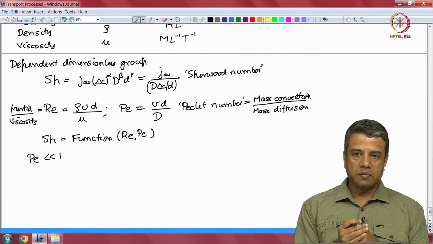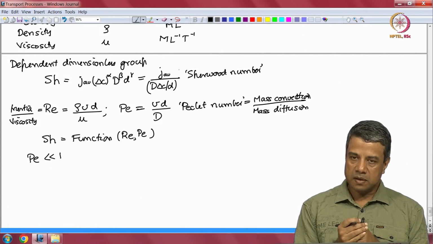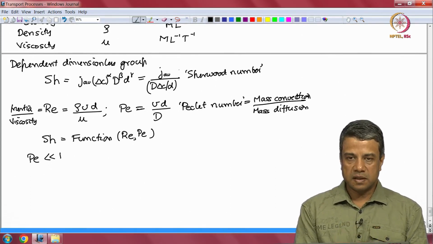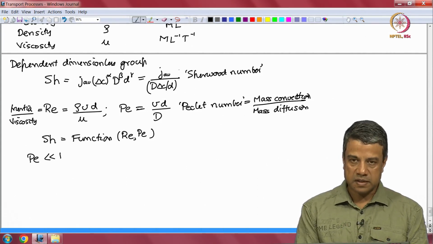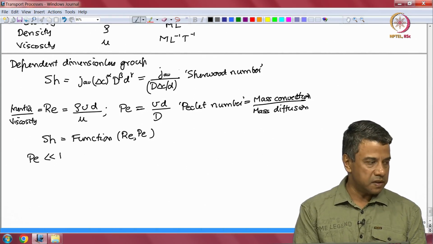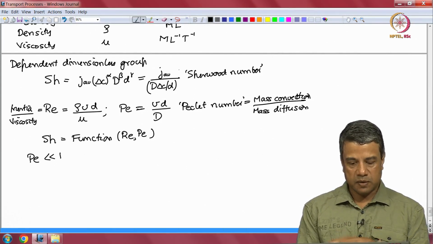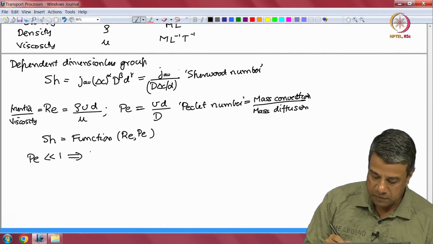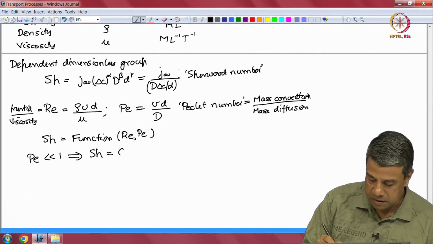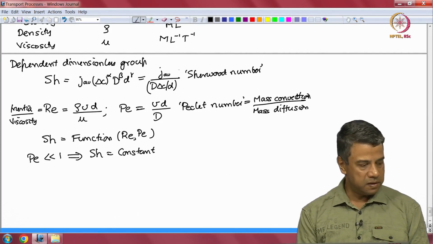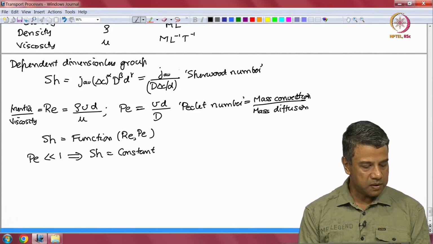If the velocity is not important, then the Reynolds number is also not important, because the Reynolds number tells you the ratio of inertia and viscosity that determines that velocity field. In this case, velocity is no longer a parameter, and therefore, the Sherwood number has to be equal to a constant. In the limit of Peclet number becoming very small, the Sherwood number has to tend to a constant.